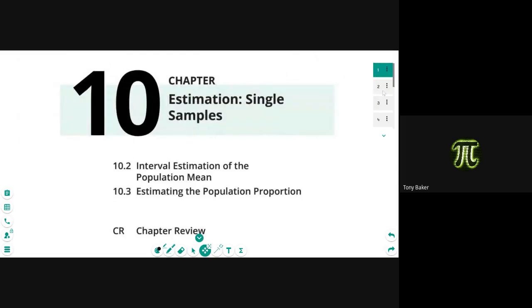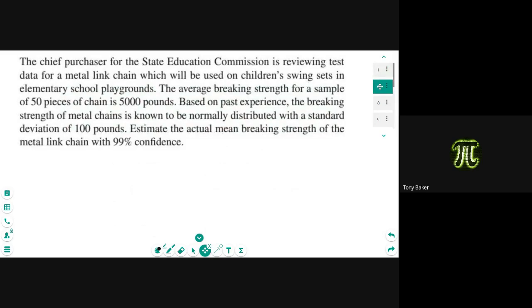Okay, so we're going to finish up chapter 10 today. Start off going back and looking at one like we did on Monday. So how do we do the problems on Monday? What pieces of information did I need to know? Yeah, so we need to know our confidence interval or confidence level. So what's the confidence level on this problem?